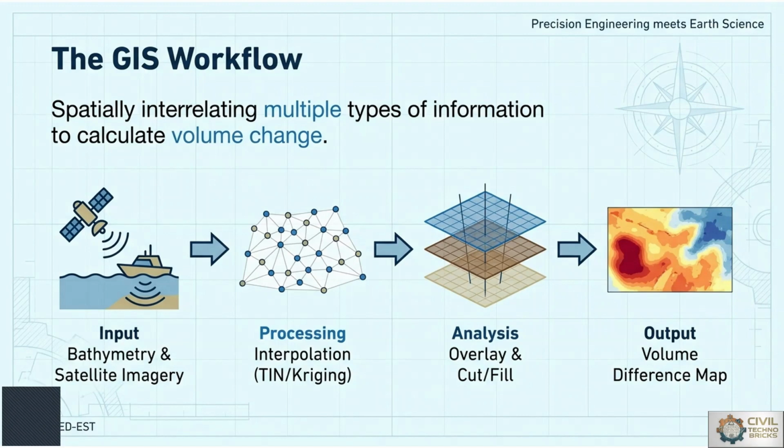At the end, visualization, which is the output representation, is a volume difference map. This color-coded heat map allows engineers to see the spatial distribution of volume change at a glance, making it easy to identify critical hotspots that require immediate maintenance or dredging.